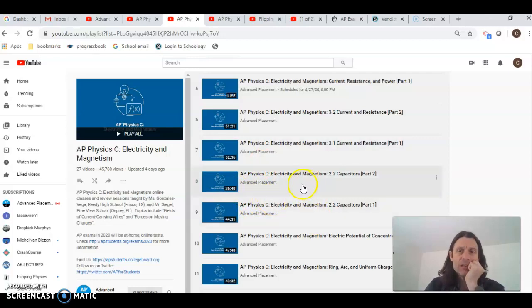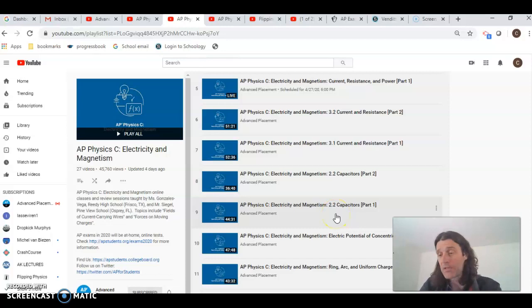Numbers 8 and 9, you can tell capacitors part 1 and 2. This is where real honest to goshness AP physics teachers will give you real honest to goshness notes and lectures and diagrams and sample everything. All right, dealing with capacitors. So numbers 8 and 9 go very well together as one topic.